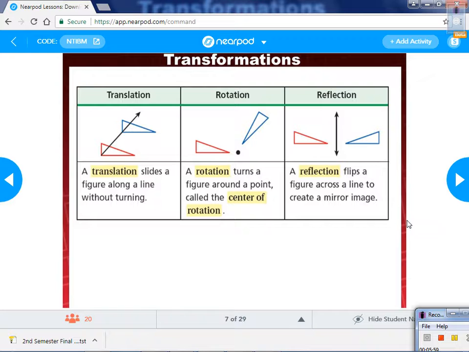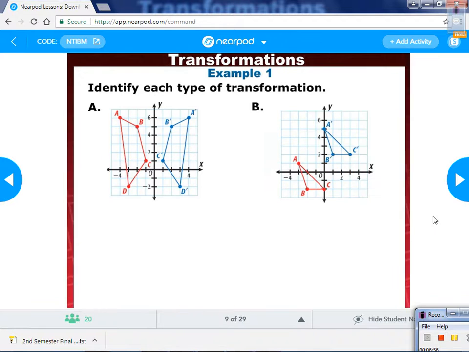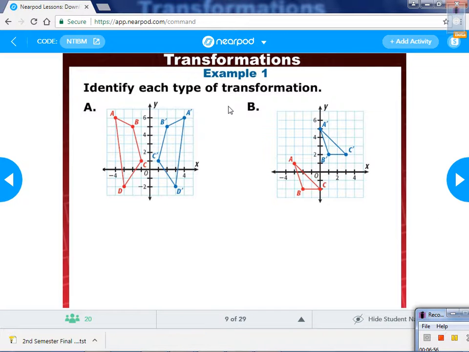All right. So translation just slides the image. Rotation rotates about a center of rotation, and reflection creates a mirror image across either the x-axis or a certain line that they give us. So look on your screen. I'm going to forward your screen, and I want you to look at example 1A and 1B. Talk it over with your neighbor. Let them know what kind of transformation is 1A and 1B.